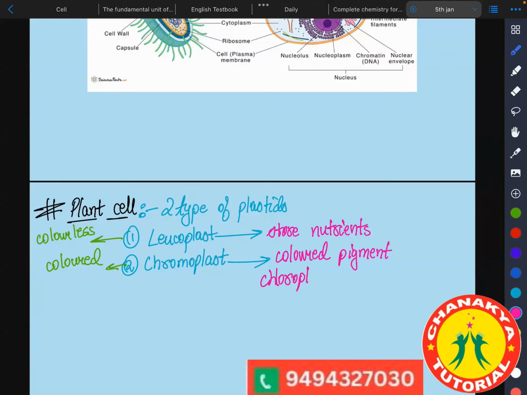Sir, in red blood cells, hemoglobin. What? The chlorophyll, the green part. It is present in green leaves.